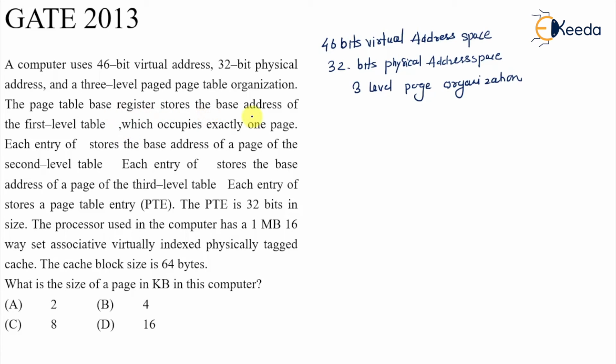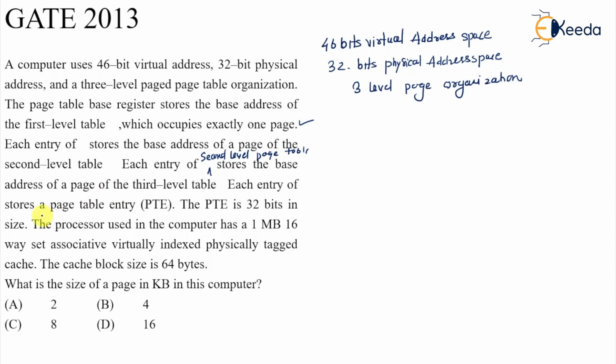The page table base register stores the base address of the first level page table, which occupies exactly one page. In the second level, each entry of the first level page table stores the base address of the second level page table. Each entry of the second level page table stores the base address of the third level page table.